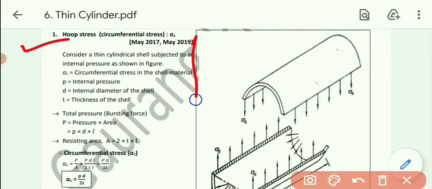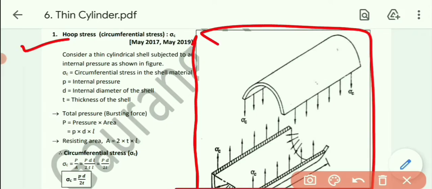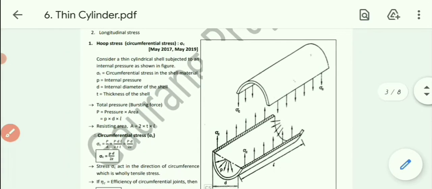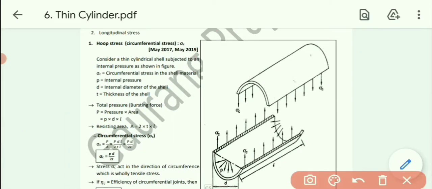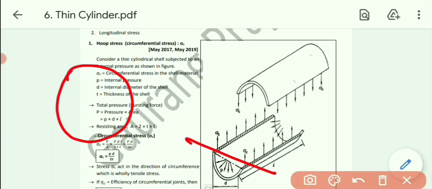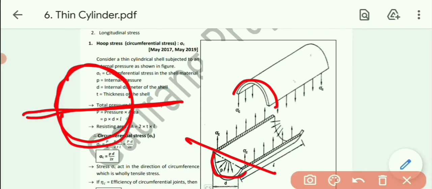See over here in this figure, let me zoom in on the figure. Whenever you cut any cylinder with respect to its diameter, say if I draw the cross section of this one, I am cutting this from the diameter point of view. So the upper portion is this one, while the lower portion is this one. Whenever you cut any cylinder with respect to diameter, the stresses produced in the cylinder are known as hoop stress, or we can say circumferential stresses, or we can say tensile stresses also.